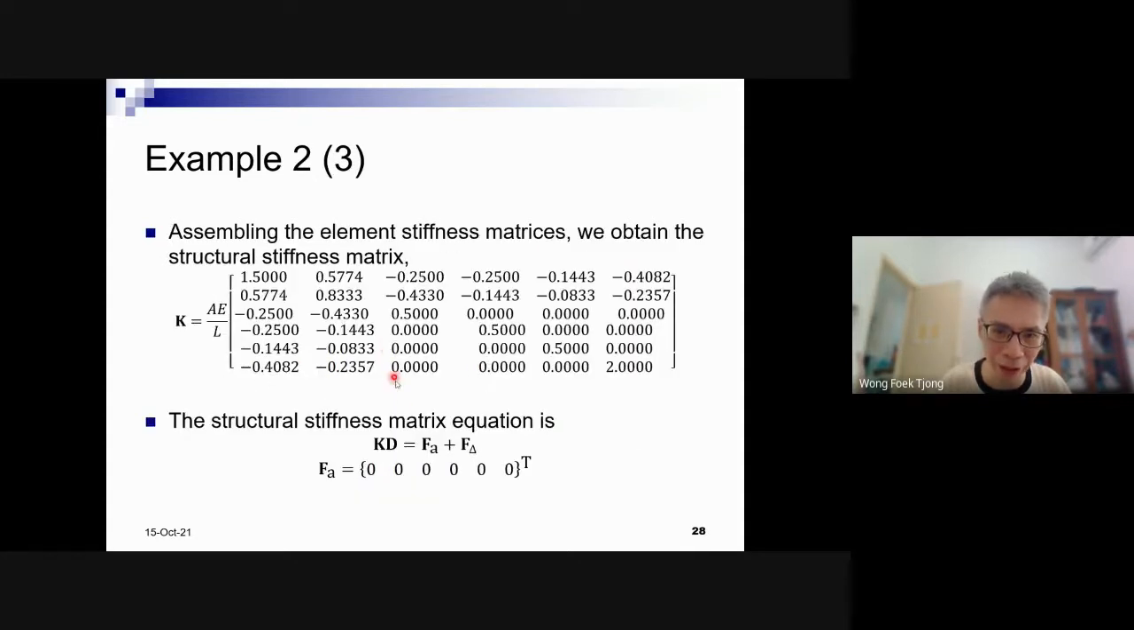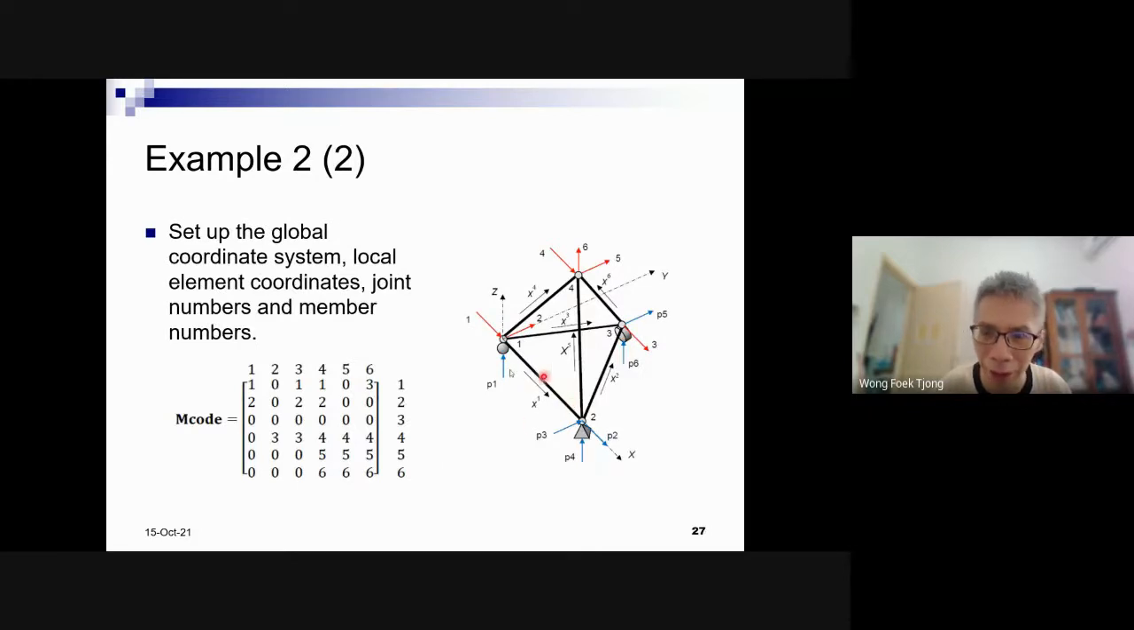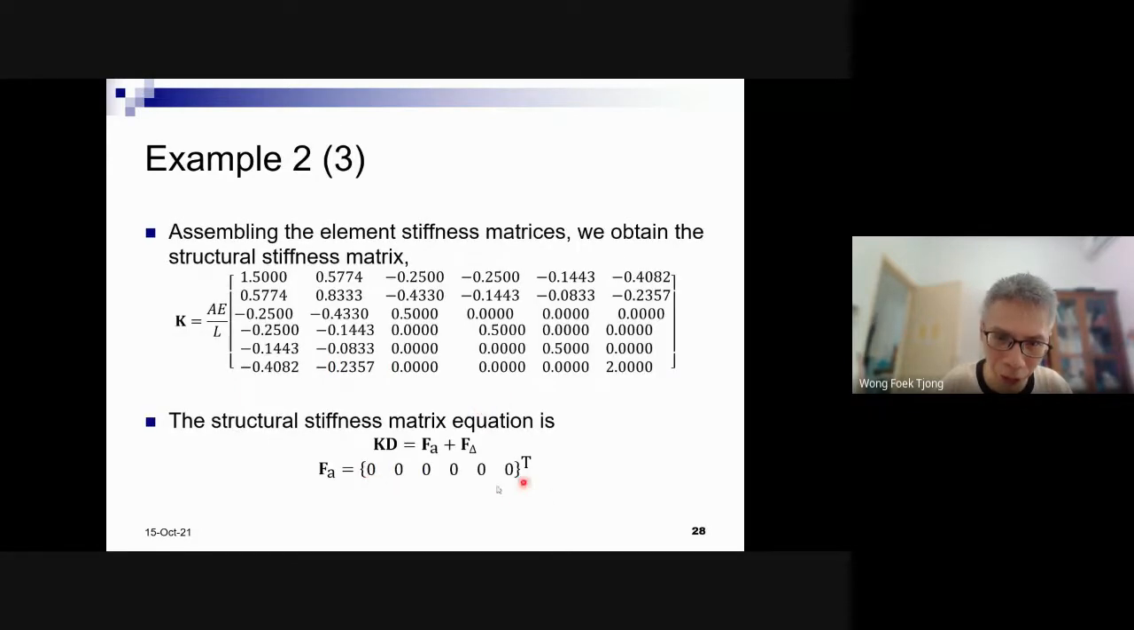Well, this is without loadings. So the global stiffness equations are like this: stiffness matrix times displacement vector, of course this is 6 by 1, equals FA. What is FA? Applied nodal force, or joint nodal force. The vector of joint nodal force. Is there any force here? No, right? So it should be 0. And then the influence of the support deflection, that's F delta. This is called equivalent nodal loads.